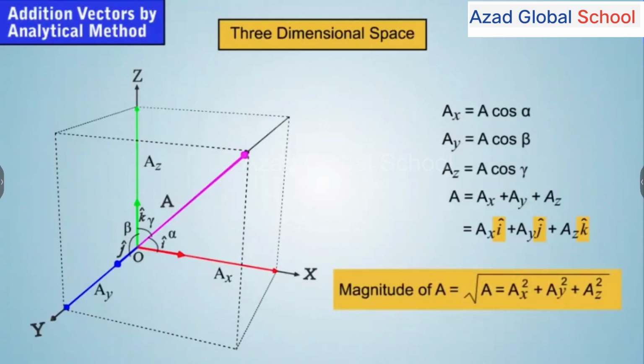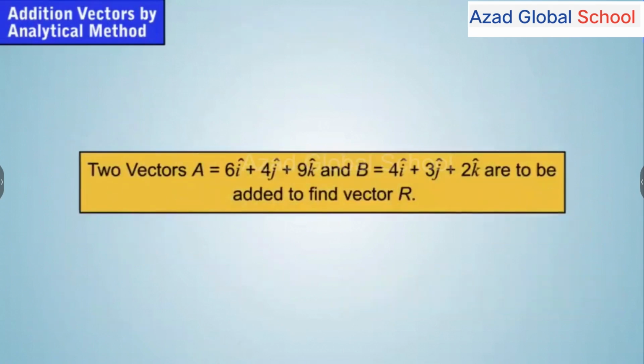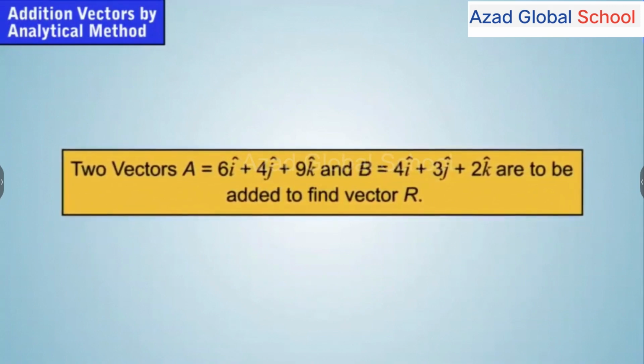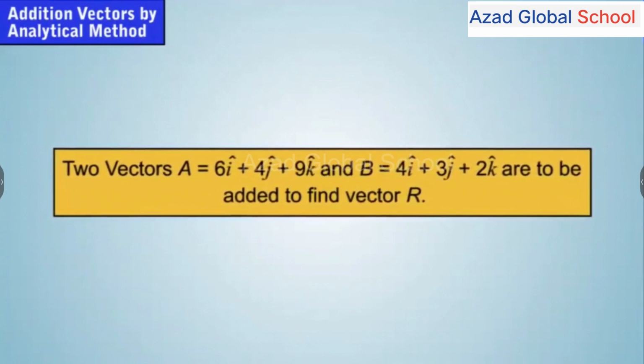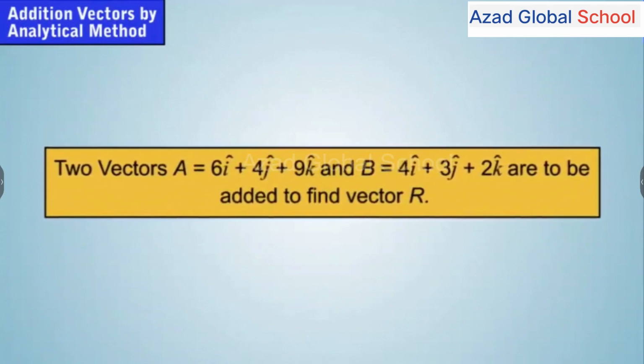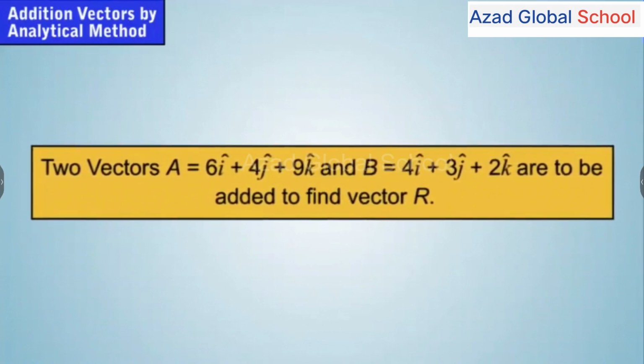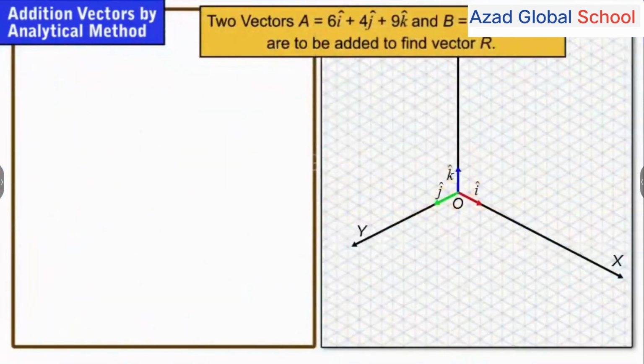Let us solve a simple problem using isometric graph paper. Two vectors A is equal to 6i plus 4j plus 9k and B is equal to 4i plus 3j plus 2k are to be added to find vector R. To visualize the process, you can represent A on the graph paper by drawing the point 6, 4, 9 to the origin O.